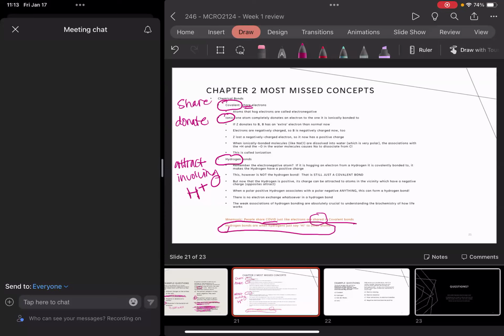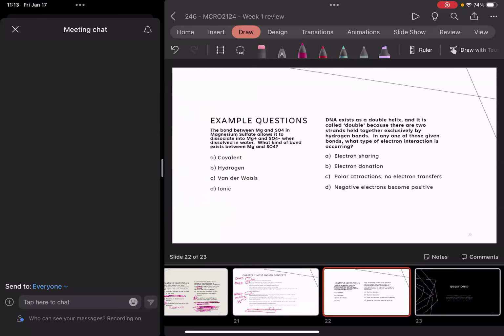So let's go to the question for this one. The bond between magnesium and sulfate in magnesium sulfate allows it to dissociate into Mg plus and SO4 minus when dissolved in water. What kind of bond exists between Mg and SO4?